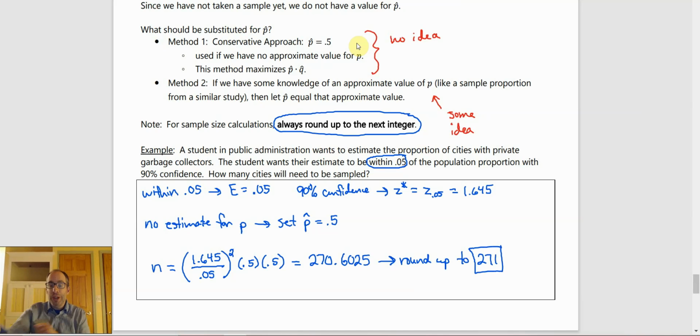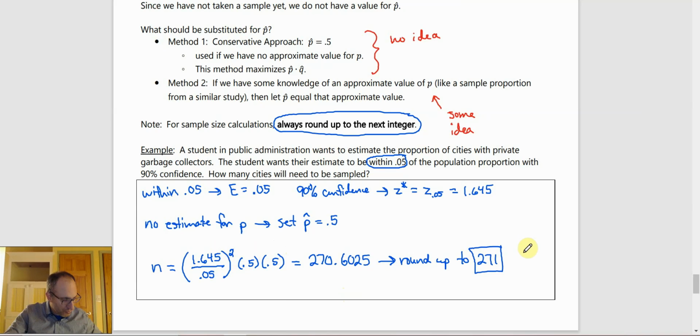Okay, so the big thing here is that there was nothing for p hat. And it's easy to get stuck there, to kind of forget about what you're supposed to do there, but that's when you set it equal to 0.5 to max out that product at the end of the formula, which now would be a 0.5 times another 0.5. But we had the bound on the margin of error, the within 0.05, and then we had the confidence level, which gives us the critical value. And then we can take it from there, and then I guess just don't forget to round up at the end.